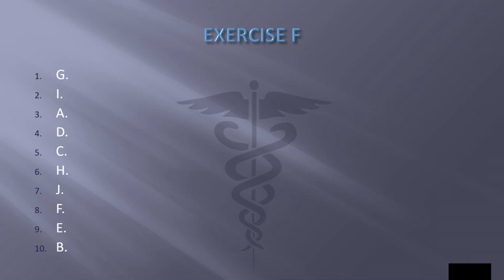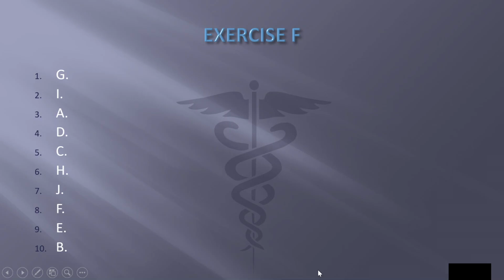Exercise F, match the test or procedure in column 1 with its description in column 2. Number 1, LFTs is G, measurement of liver enzymes, ALT, AST, and alkaline phosphatase, and other substances. Number 2, abdominal CT is letter I, series of cross-sectional X-ray images that shows abdominal organs. 3. Cholangiography is letter A, X-ray examination of bile ducts.